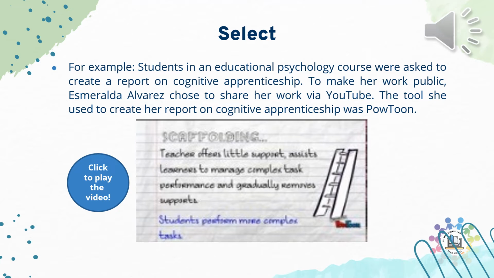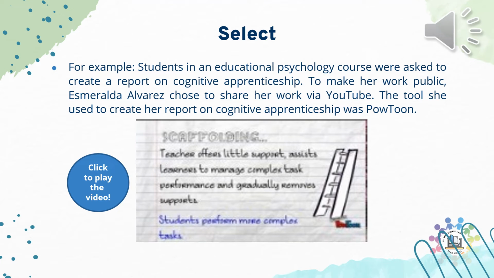Here is an example of these considerations in action. Students in an educational psychology course were asked to create a report on cognitive apprenticeship. To make her work public, Esmeralda Alvarez chose to share her work via YouTube. The tool she used to create her report on cognitive apprenticeship was Powtoon.